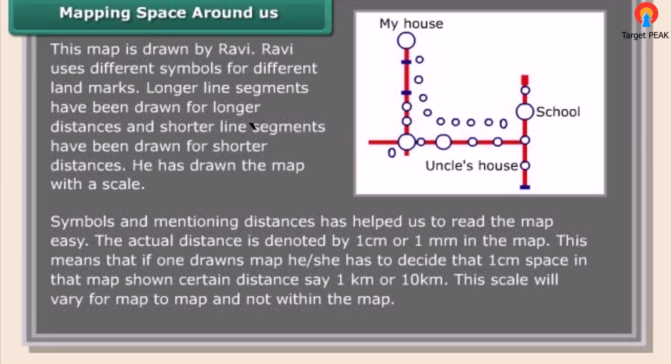This means that if one draws a map, he or she has to decide that 1 centimeter space in that map shows a certain distance, say 1 kilometer or 10 kilometers. This scale will vary from map to map and not within the map.